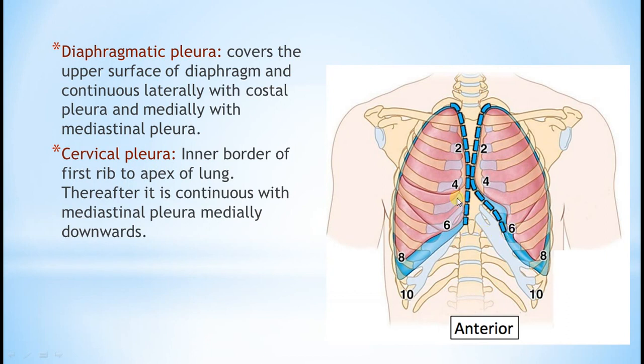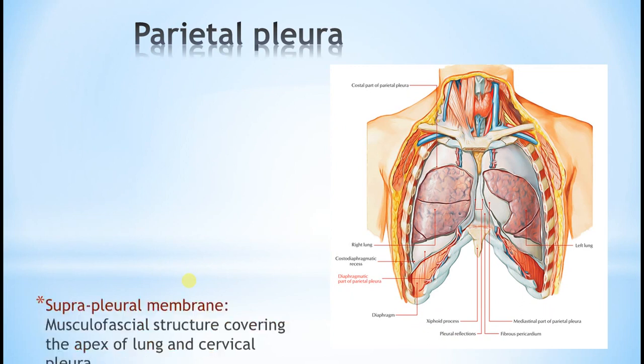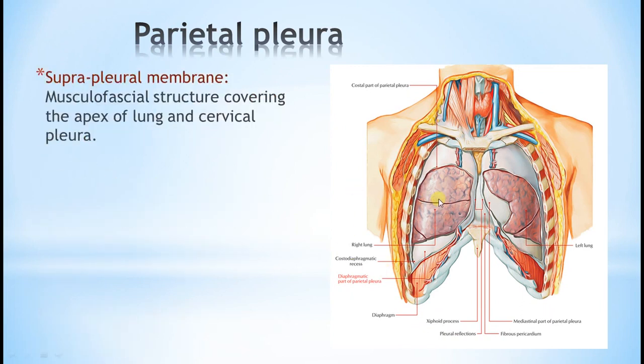Okay. Now coming back to the cervical pleura, I told you it extends from the inner border of the first rib to the apex, summit or the highest point of the lung, and then continues as the mediastinal pleura medially. So these I have already told you: 3-4 centimeters above the first costal cartilage, 2.5 centimeters above the clavicle, but does not extend beyond the neck of the first rib. Now what is hidden from your view is the apex of the lung. You cannot see it because there are so many other structures present there.